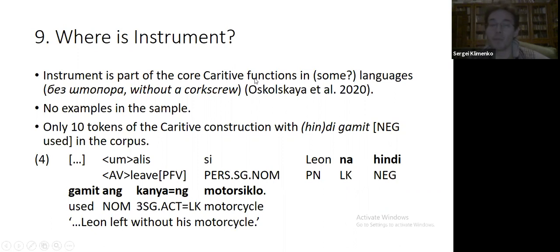And in fact, if you remember the noun gamit, which means an object being used by someone in any way, there are only 10 tokens of Caritive constructions with the combination hindi gamit, illustrated in example 4, where we have a construction Leon left without his motorcycle, literally with his motorcycle not being used. So this is quite peculiar. We don't see any instrument in the sample, and if we look at the corpus, there are only 10 tokens of specialized Caritive constructions with the for instrument.